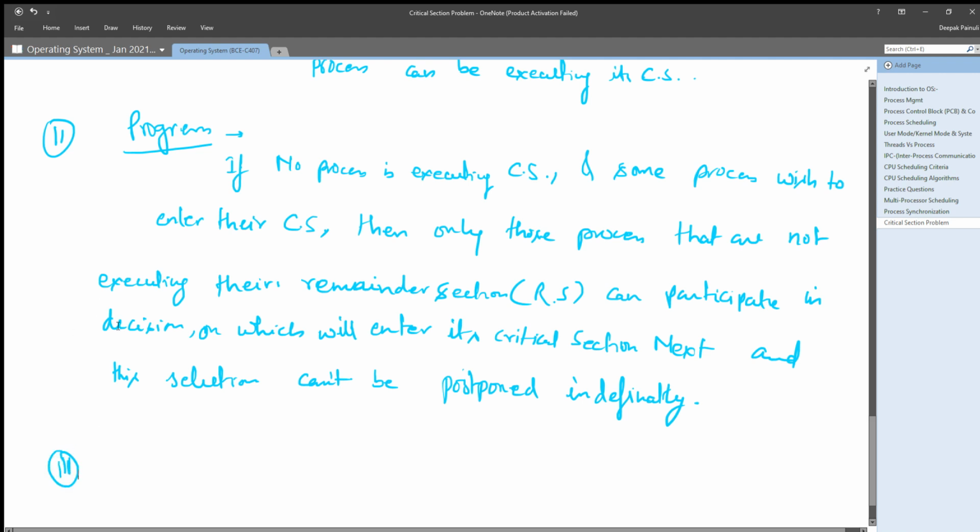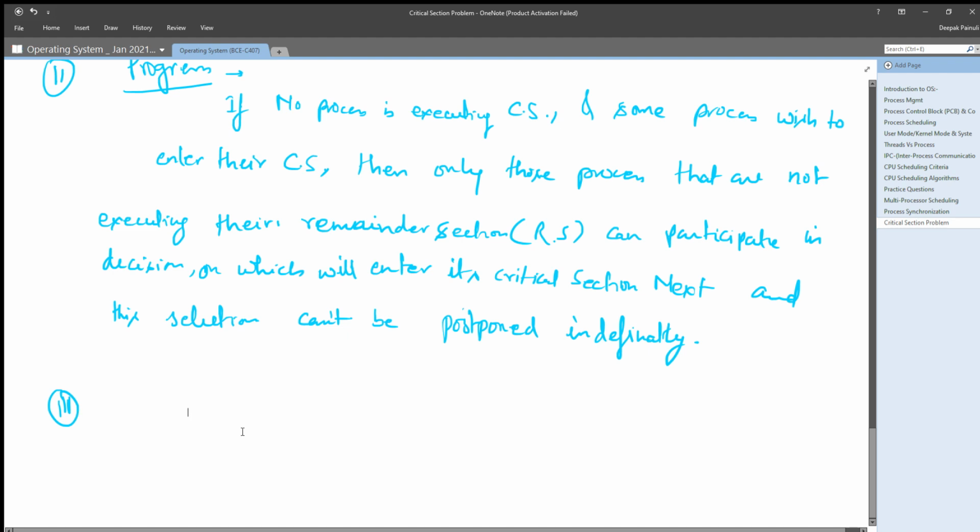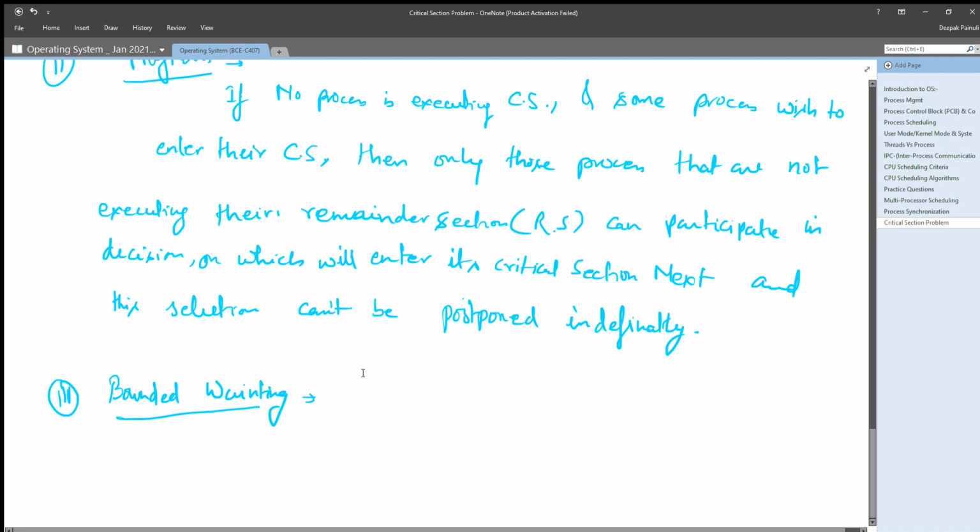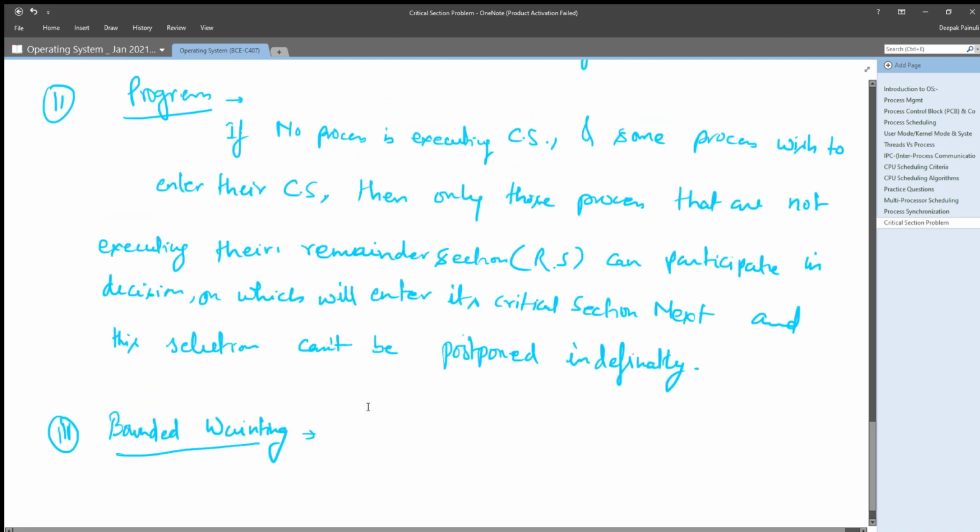Let me write the third condition first. Then we will discuss both of these in the next lecture. The third condition is simply that there should be bounded waiting. There should not be indefinite waiting for any process in the system, right? Your solution must provide bounded waiting for all processes, not for selected processes.